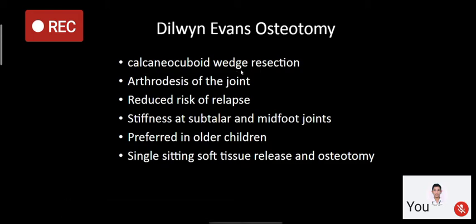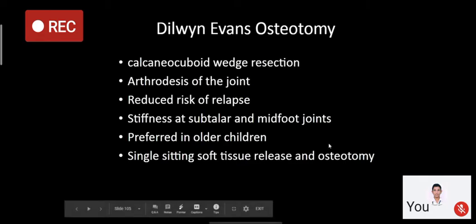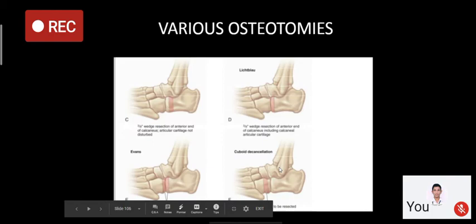And with this calcaneocuboid wedge resection, this is the resection of a joint. Once the joint is removed, both the bones are fused to form a single calcaneum and cuboid. So this is arthrodesis of the joint. There is reduced risk of relapse. Chances of relapse are less. And there is stiffness at the midfoot joint because we have fused one joint, and this is preferred in older children. And the most important benefit of this is that it can be combined with soft tissue release, and there is complete correction.